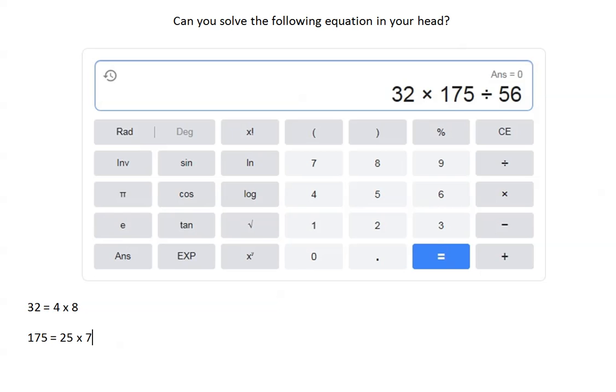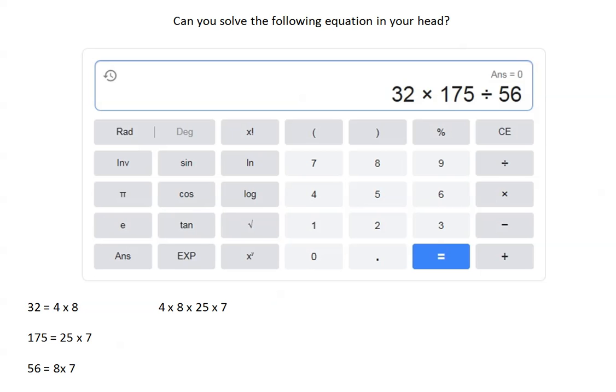And let's even factorize 56. If you know your times tables, that one's pretty easy. 8 times 7. Right, now the trick to doing this is linking some things up in these equations. So if you see 32 times 175, in order to work that out, we could rewrite that as 4 times 8 times 25 times 7. And that'll give us the first part of the equation, the multiplication.